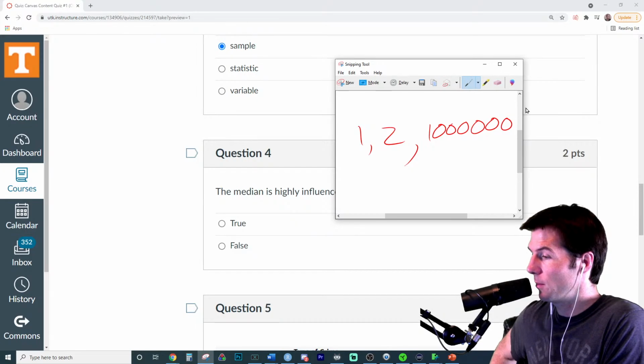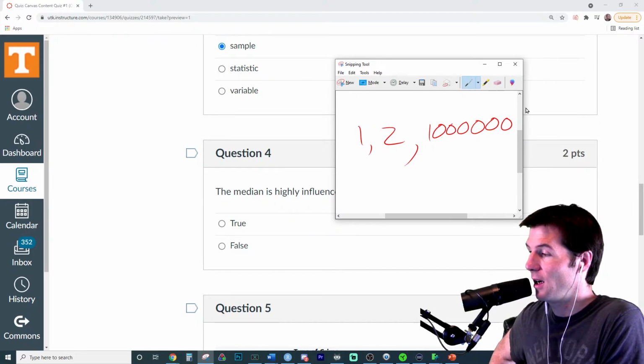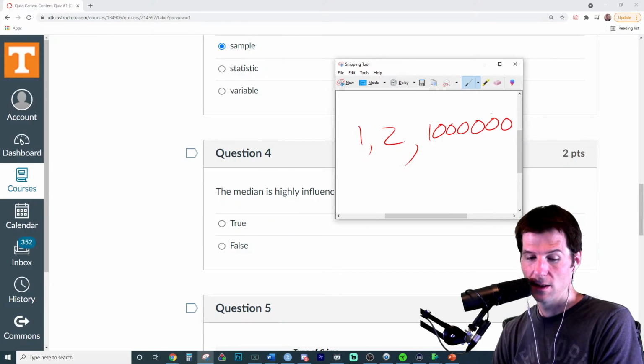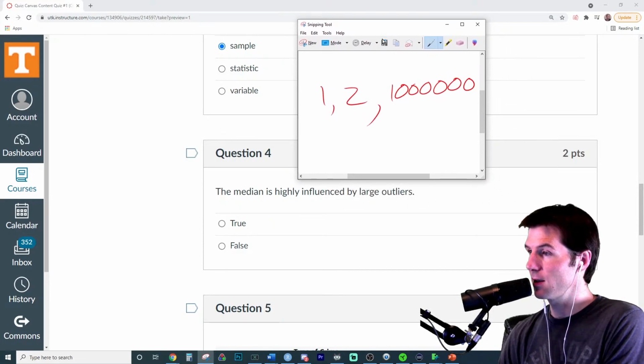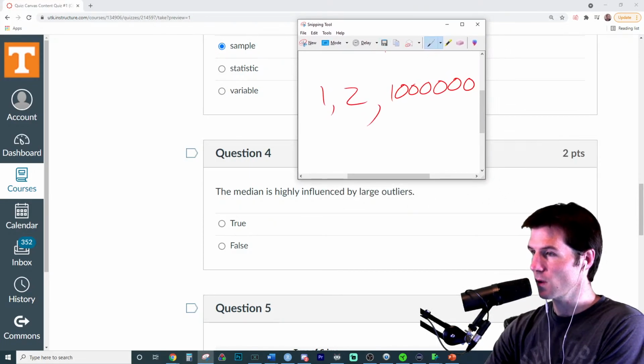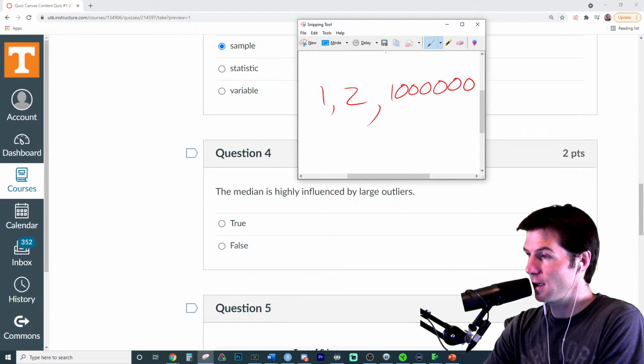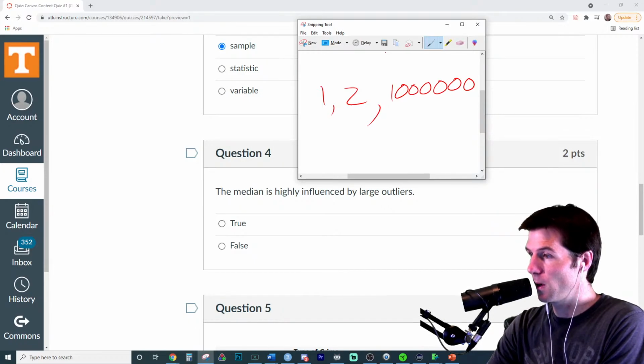What is the middle number of this data set? Think about 1, 2, and 1 million. What is the middle number on that data set?